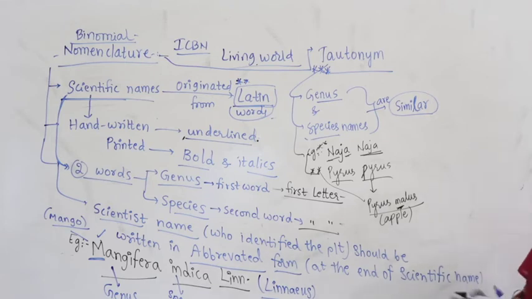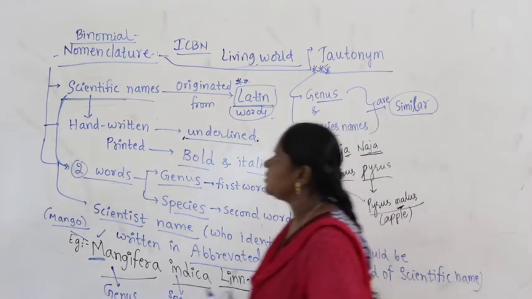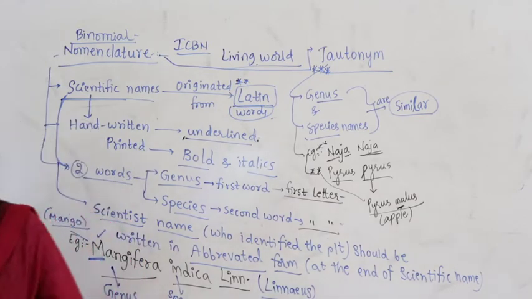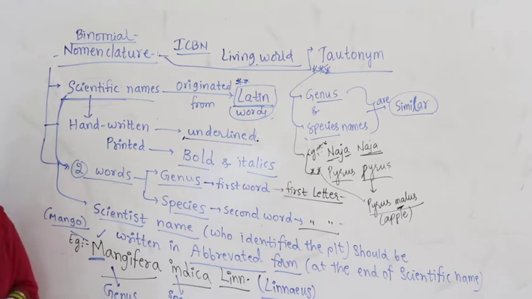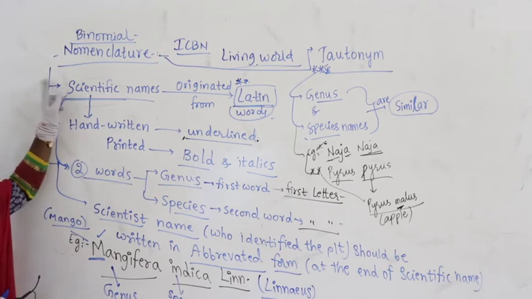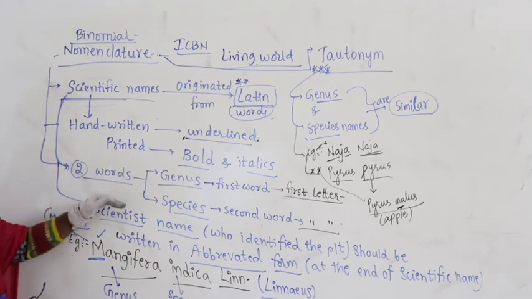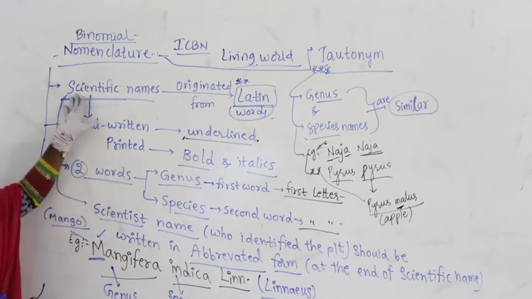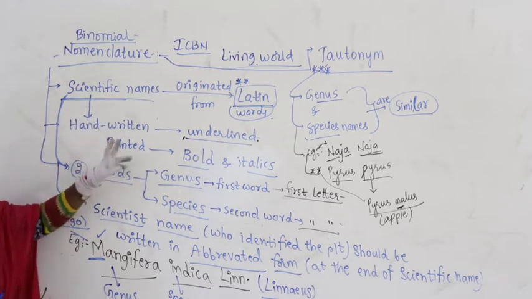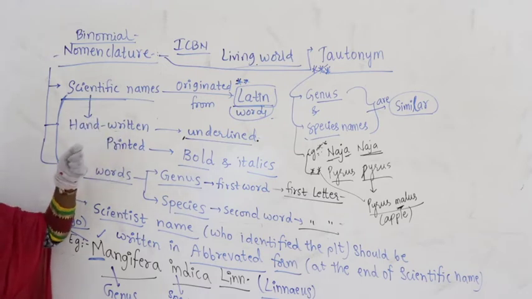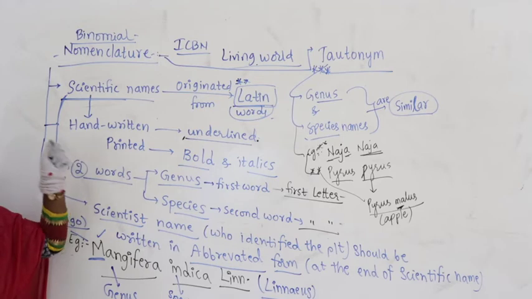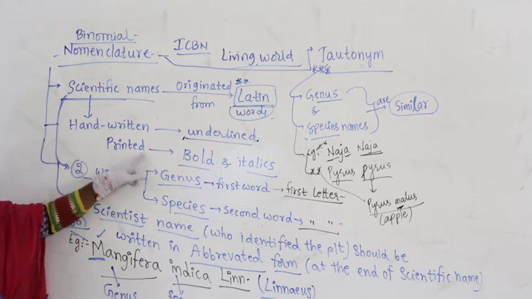So these are certain rules and regulations we need to follow according to ICBN. What is ICBN? International Code of Botanical Nomenclature, and we follow the rules given for binomial nomenclature. Genus and species names, the scientific names, originate from Latin. When writing by hand, you need to underline. When you take the printed copy, you need to have italics.